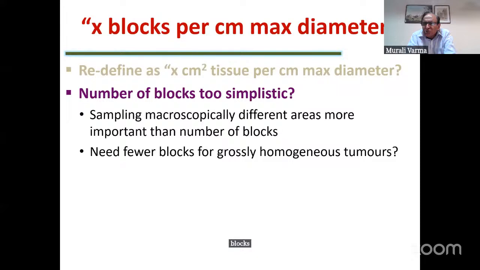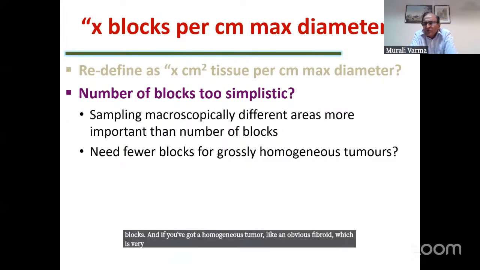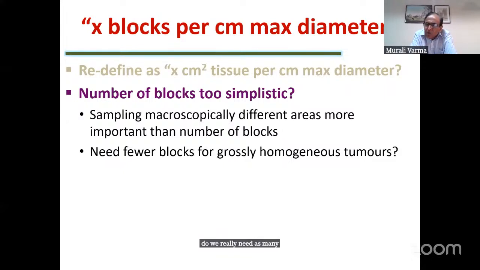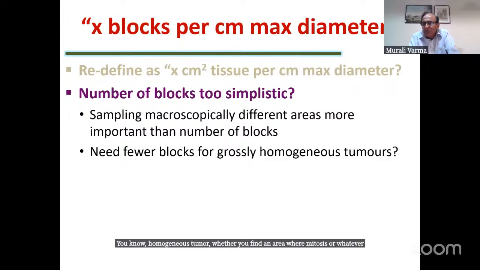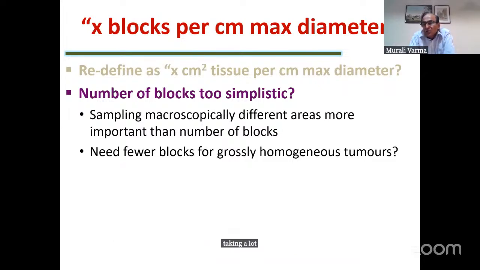And if you've got a homogeneous tumor, like an obvious fibroid, where every area looks identical, do we really need as many blocks? We probably need fewer blocks from a homogeneous tumor, while for a heterogeneous tumor, you've got to make sure that you sample every different area. In a homogeneous tumor, whether you find an area with mitosis or whatever is a random phenomenon. So I don't think taking a lot of blocks from a homogeneous tumor can really risk stratify individual patients.